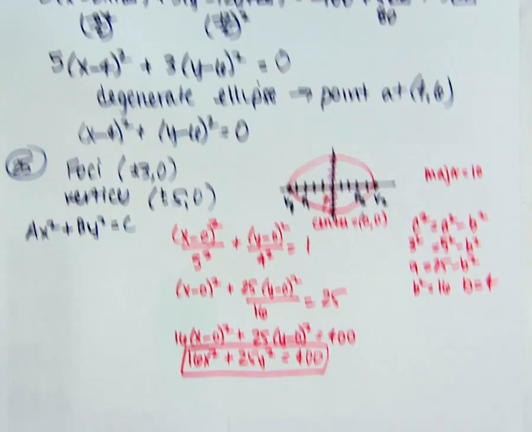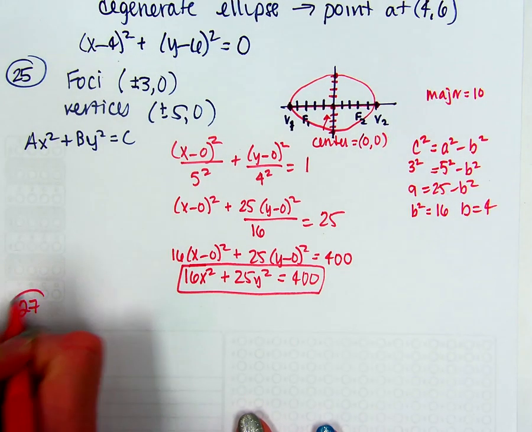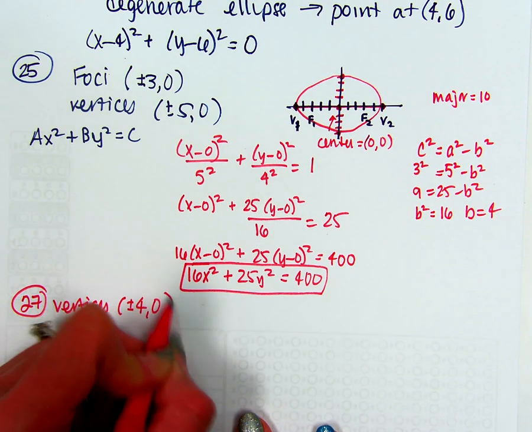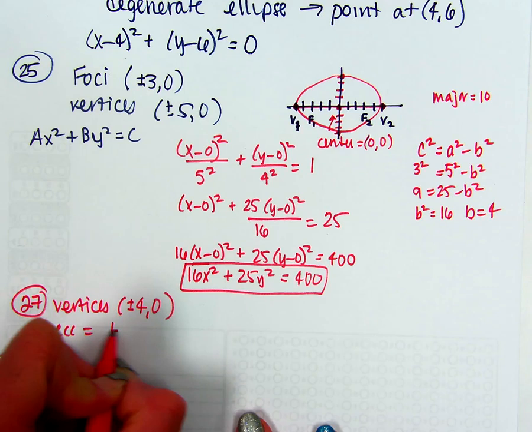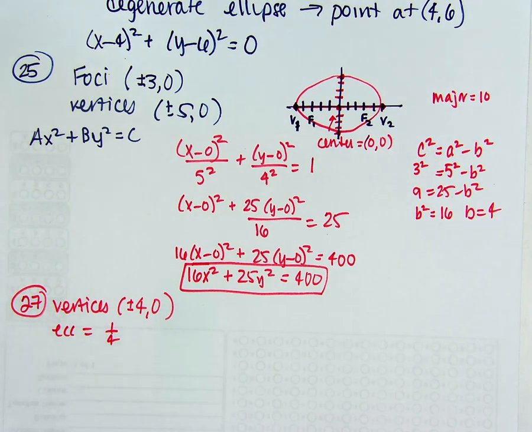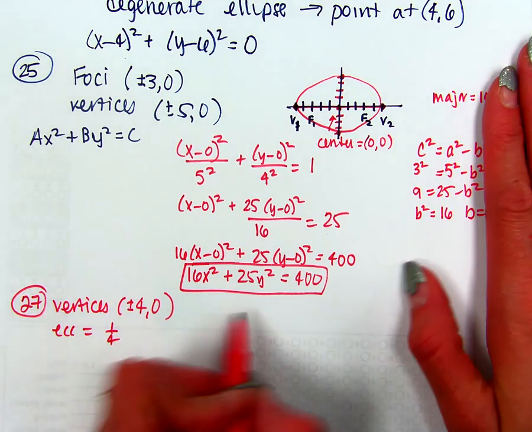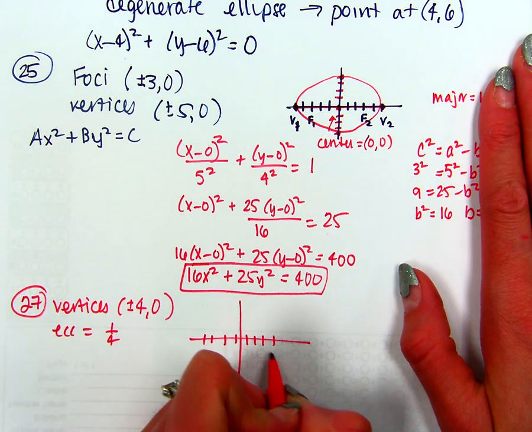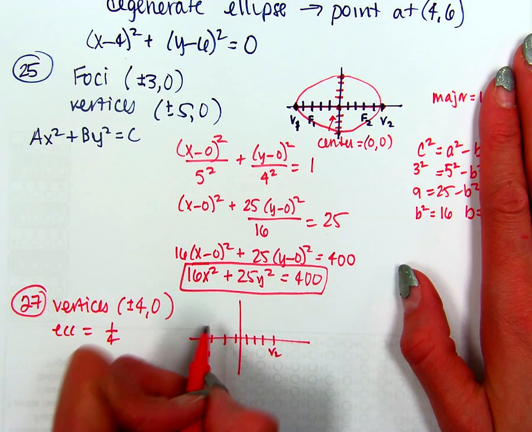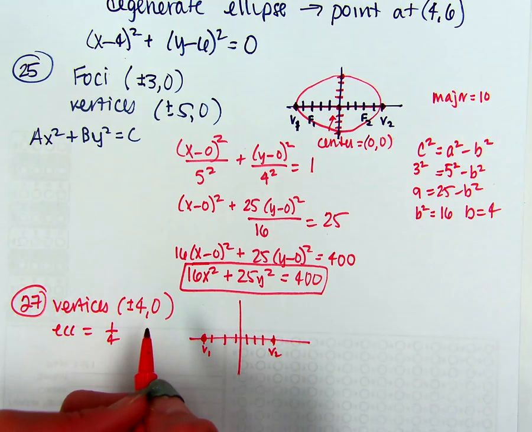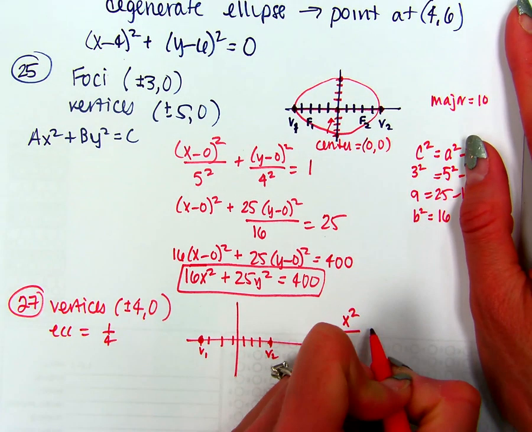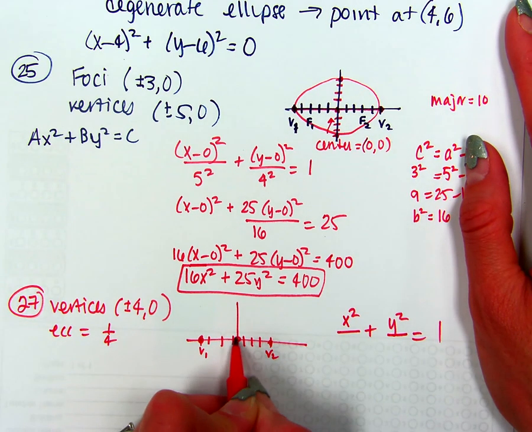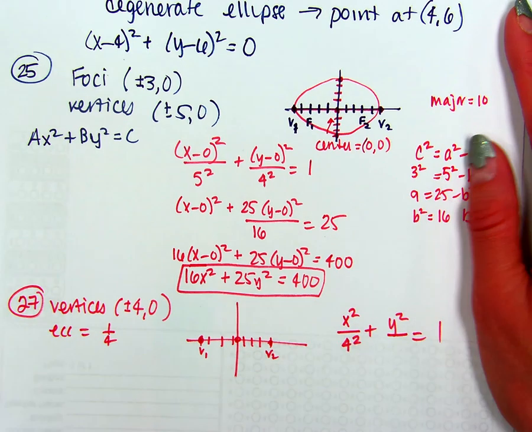All right, number 27 is very similar. They tell you that your vertices are at plus or minus 4, 0, and your eccentricity is 1 over 4. So that tells me that, again, my center must be at the origin if the endpoints of my major axis are along the x-axis. So I know that I'm going to have x squared, y squared, I'm going to have a 1 always here. So I know that I have to go 4 units left and right.